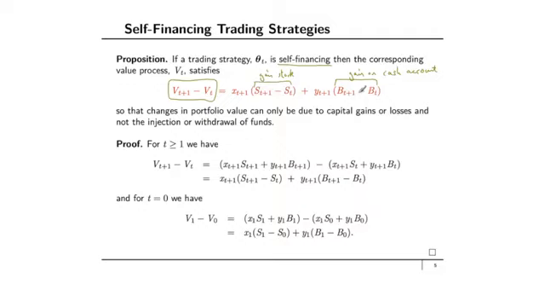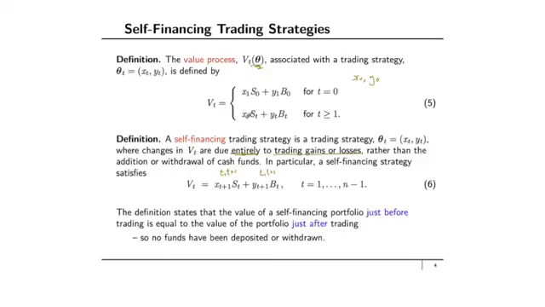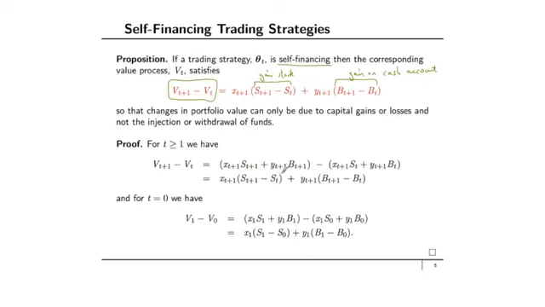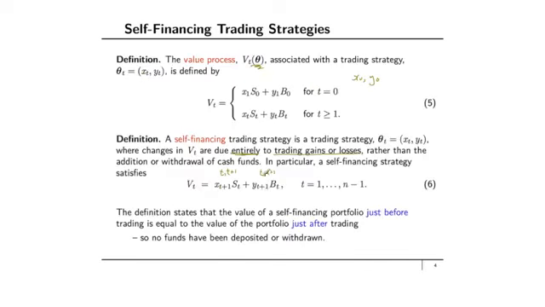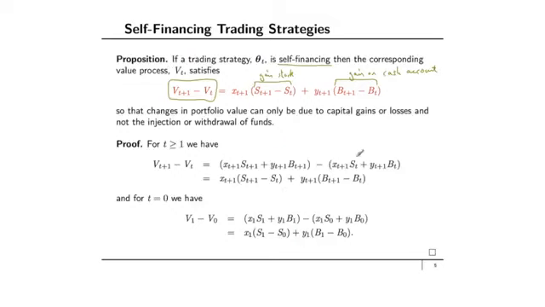So we'll just go through it for the case t is greater than or equal to 1. In that case, Vt plus 1 minus Vt is as follows. Well, Vt plus 1 is actually equal to, we're going to use this definition at t plus 1, so it's xt plus 1 st plus 1 plus yt plus 1 bt plus 1. So that's what this term is here. And when we subtract Vt, we're going to use the self-financing condition and use this over here. And that's this term here. You put them together and you get the desired quantity. We get a similar simple proof for the case where t equals 0.